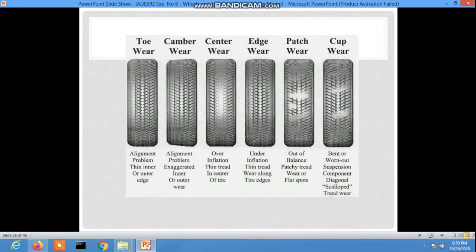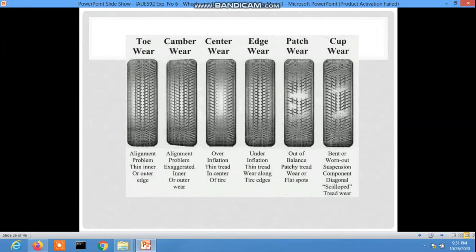Here, the first picture is toe wear, and that is camber wear. Now this is center wear, that is edge wear, and this is patch wear and cup wear. So there are some tire wear patterns which we have already found on the road surface.